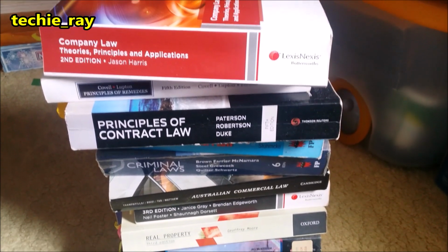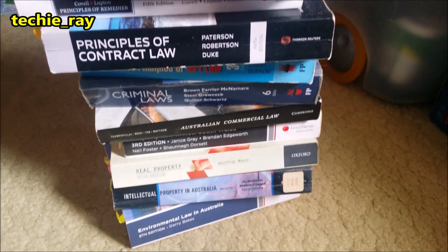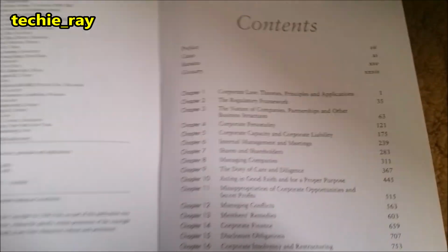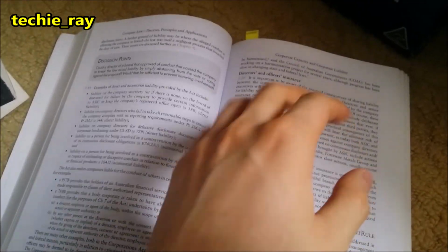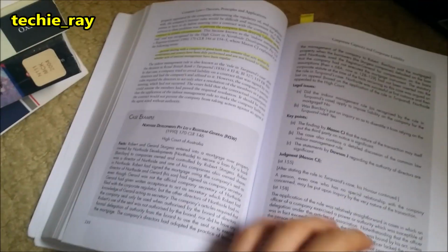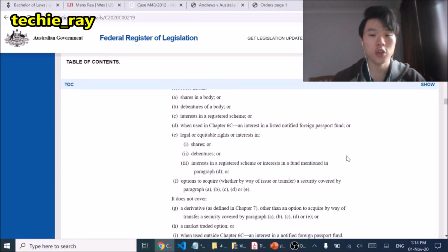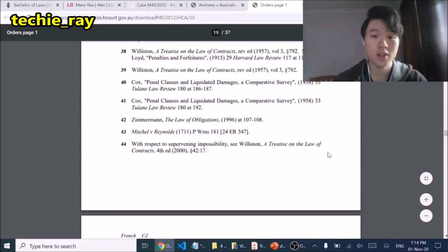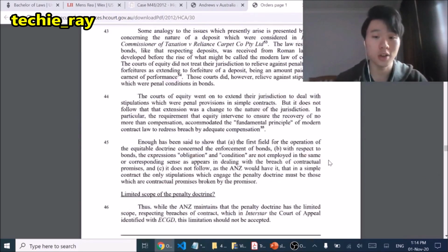This is an example of what you normally read in a year. Yes, you do actually have to read them, and yes, they're thick. You can see the structure of the textbook. Here you have your issues, the rules, the exceptions, and case extracts and legislation. But we can't just rely on the textbook. We also have to read the legislation and the cases. I ain't joking when I say we've got a lot of reading to do.